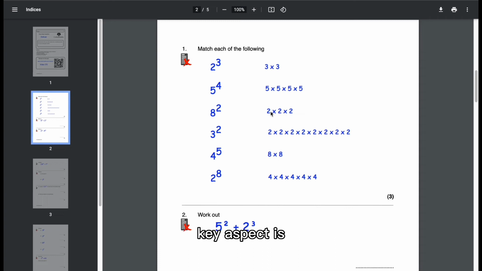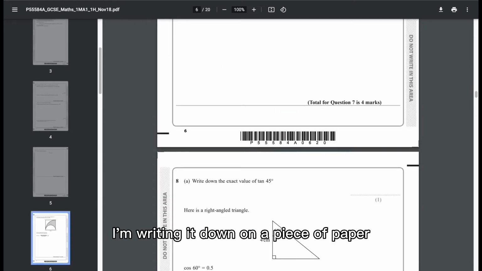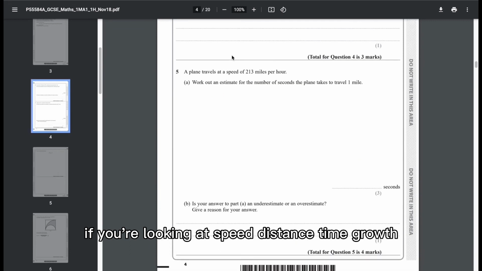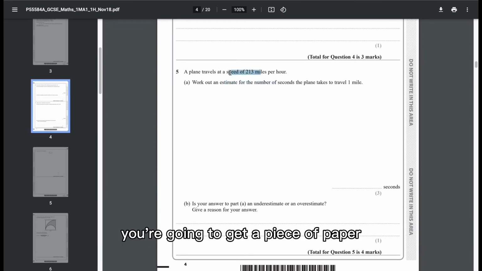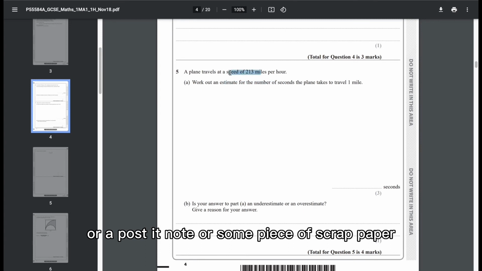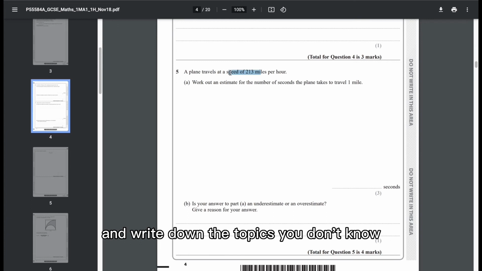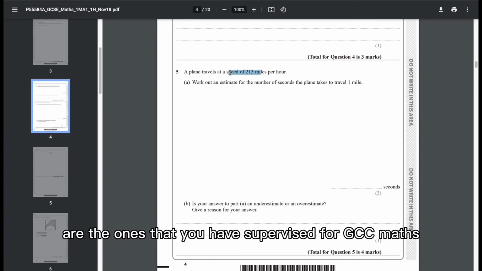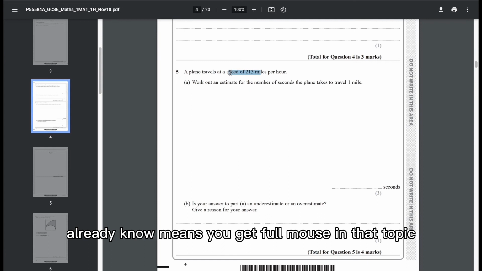But the key aspect is looking at the topics that you don't understand and writing them down on a piece of paper. So, if you're looking at a speed, distance, time graph, I don't understand that. What are you going to do? You're going to get a piece of paper or a post-it note or some scrap paper that you're going to look after carefully and write down the topics you don't know. And the topics you don't know are the ones that you have to revise for GCSE Maths. There is no point in revising a topic that you already know. And that's very important. Already know means you get full marks in that topic.